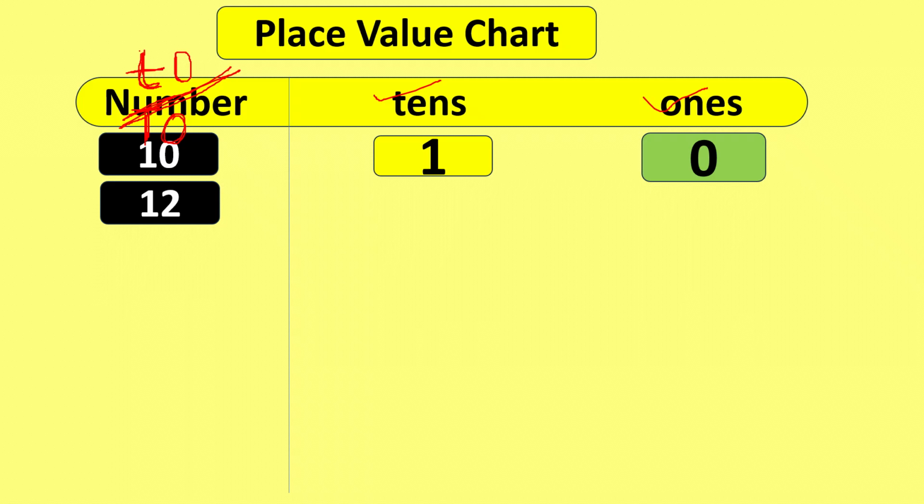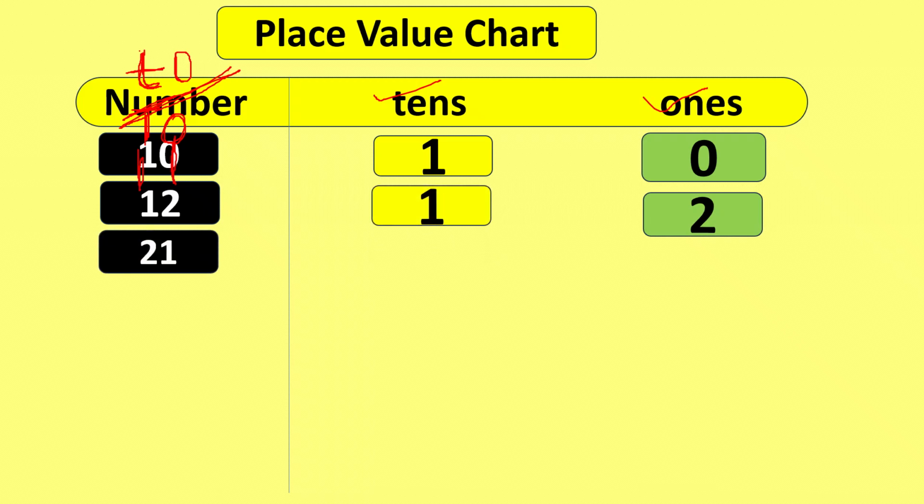So how many ones are here and how many tens? Under the ones, which digit is here? It's a 2. So two ones, and under the tens here is a 1. So 12. Okay.